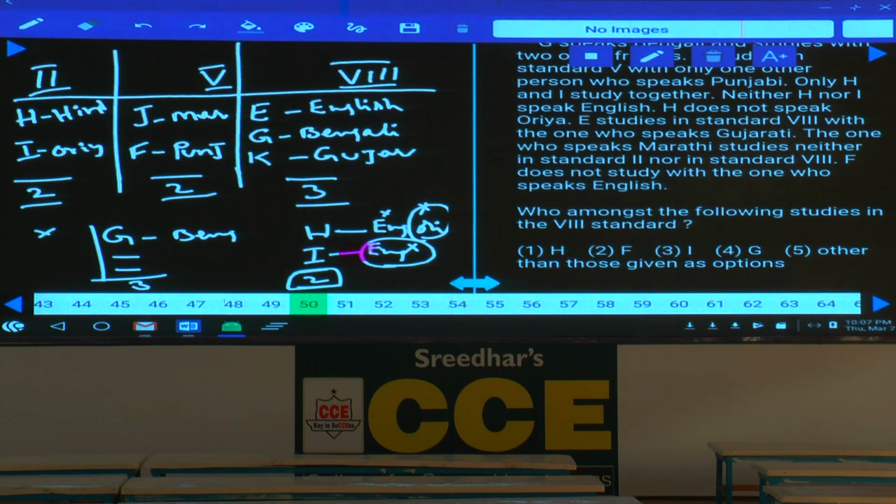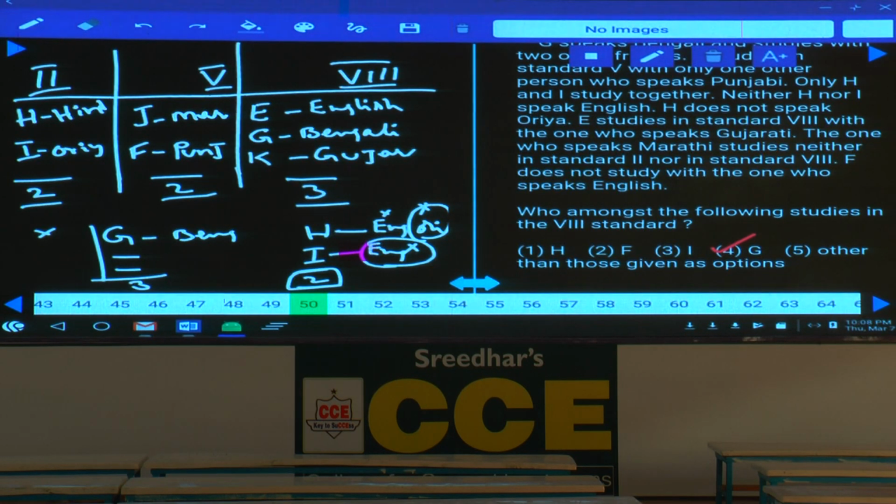Then question number 50, who among the following studies in the 8th standard? Tell me who among the following studies in the 8th standard? E, G and K. Among these, which one is given? G is given, it is choice 4. Done with this? Now this is about question numbers 46 to 50. Yes, any doubts in this one, 46 to 50?